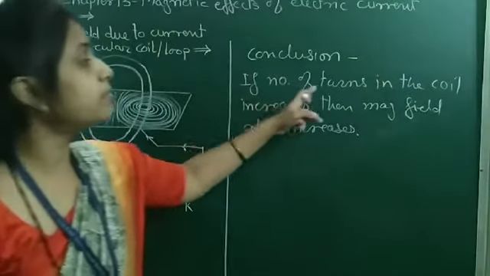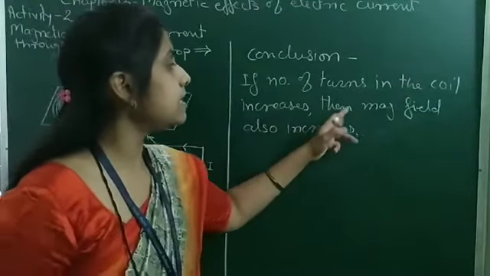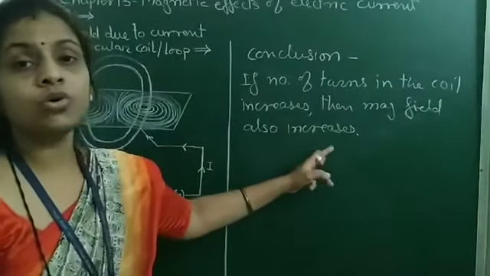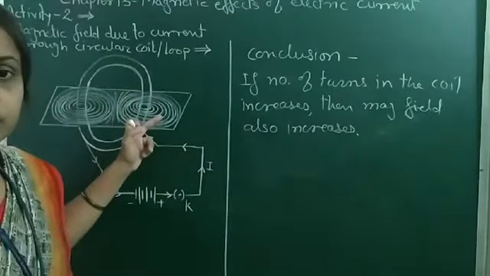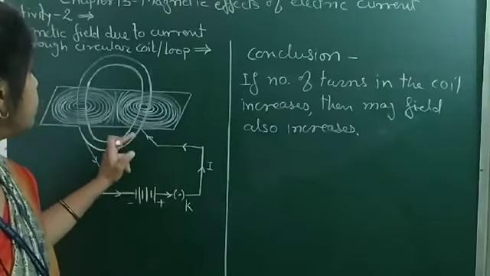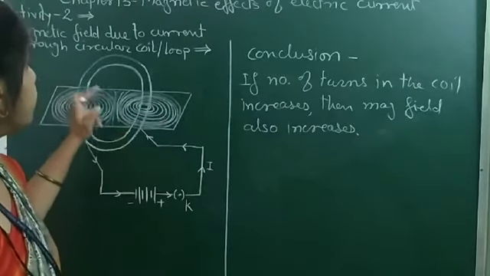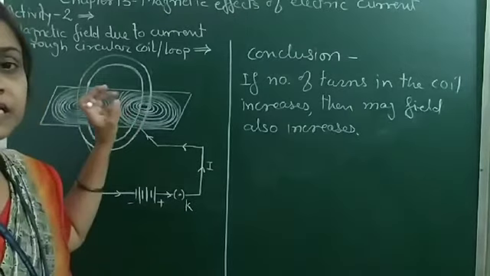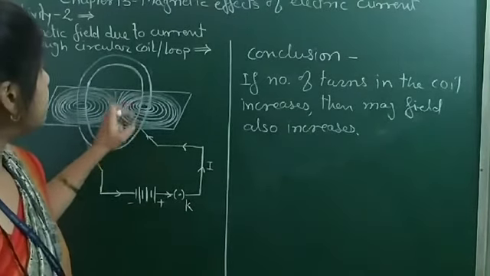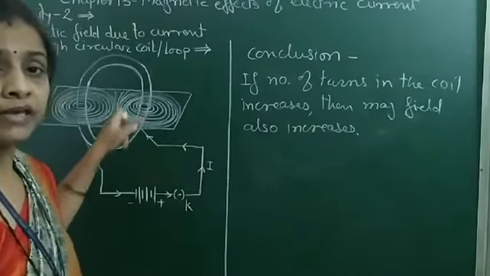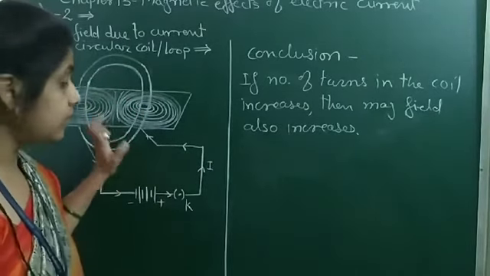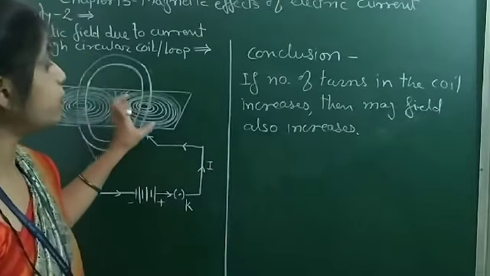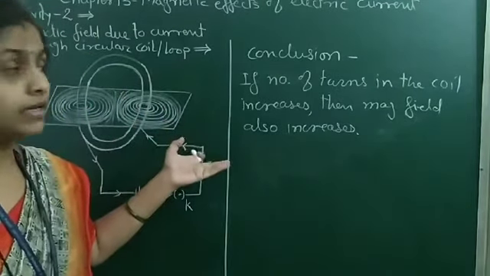That is, if the number of turns in the coil increases, then the magnetic field also increases, because this coil consists of a number of turns, and the current flowing through each turn of the coil remains the same. And the direction of the current flowing through the coil is also the same. Therefore, the coil produces n times the magnetic field.